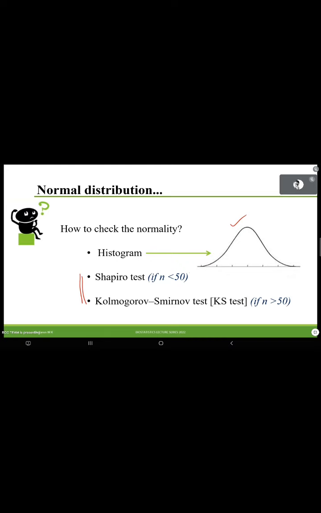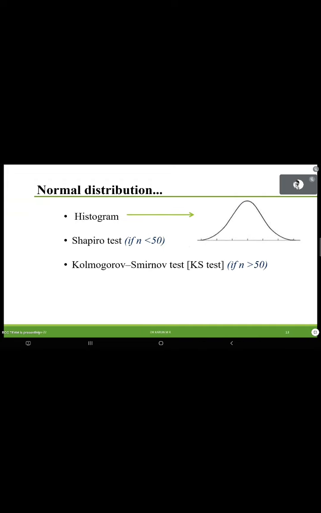Depends on your sample size. If your sample size is more than 50, you can go for the Kolmogorov-Smirnov test. And if it is less than 50, you can go for the Shapiro test to confirm the normality of the set. So what is the decision rule?